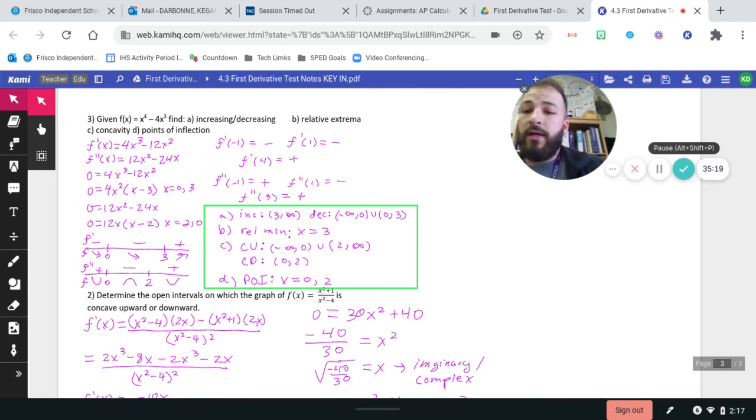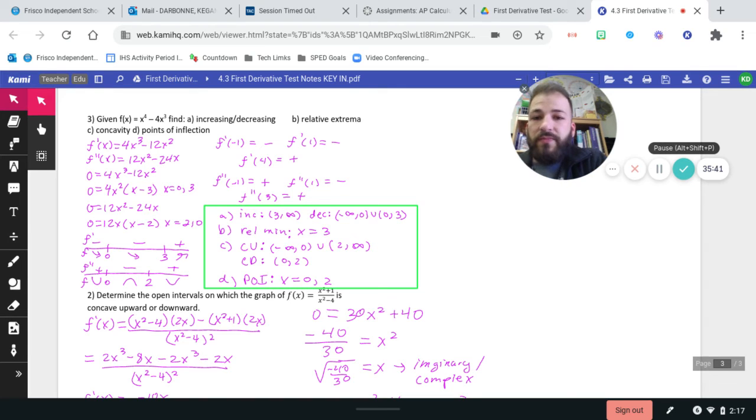So number 3, first derivative, 4x cubed minus 12x squared. Second derivative, 12x squared minus 24x. Set both equal to 0. We get 0 and 3 as critical numbers and 2 and 0 as points of inflection. Remember, y'all, just pause me if you need to copy stuff down, and then you can listen to my explanation.